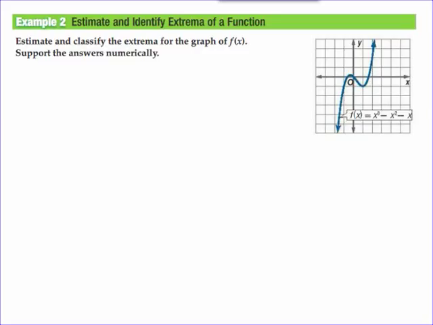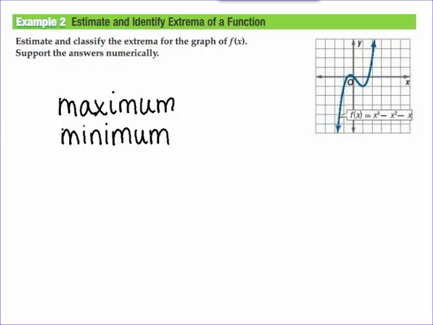Now when we think about extreme values, we have two kinds: what is known as a maximum and what is known as a minimum. A maximum is like a peak, a high point. A minimum is like a valley or a low point. So in a graph, a minimum is going to be something like that, and a maximum is going to be something like this.